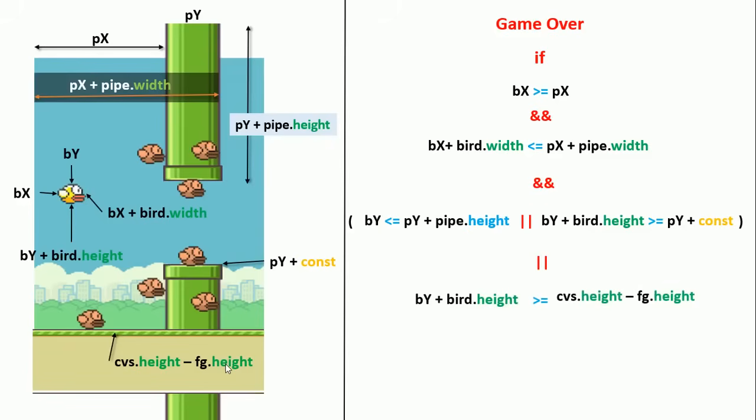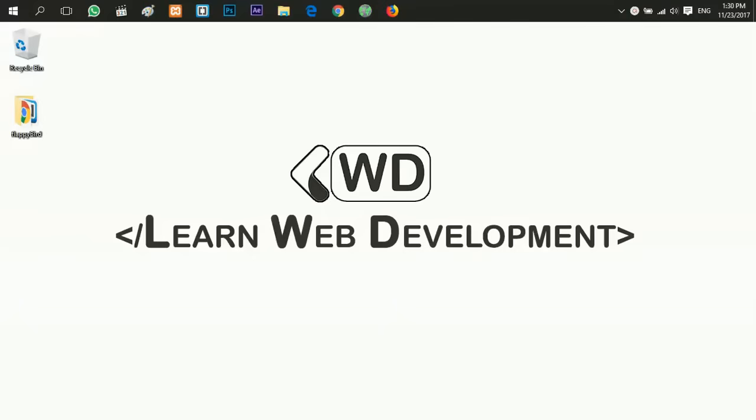So this is it for the game over rules. Now this is the end of the logic about the Flappy Bird game. Now let's go and write our code.